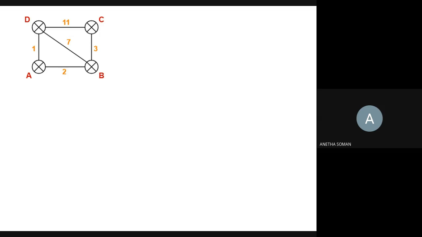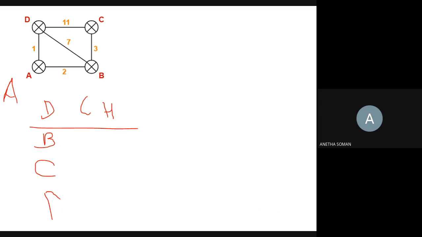If I am writing the routing table for A, I need 3 columns: the destination, the cost, and the next hop. I have to calculate it, right? So which are the destinations from router A? You can have the destinations B, C, and D, right?